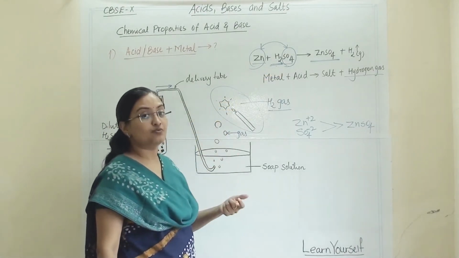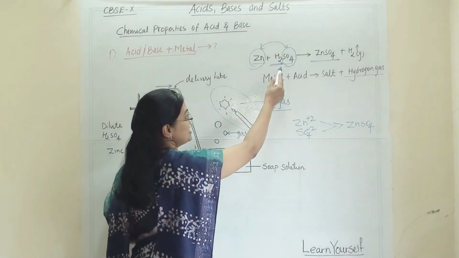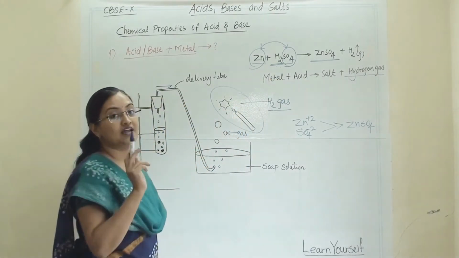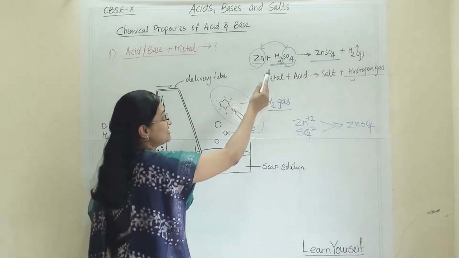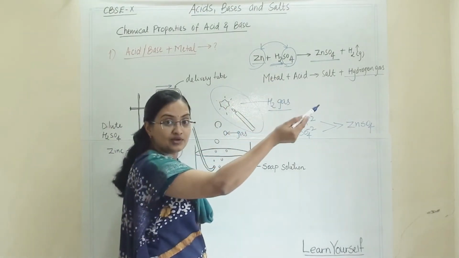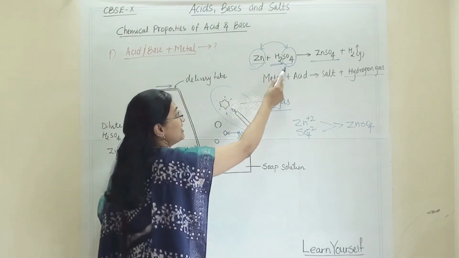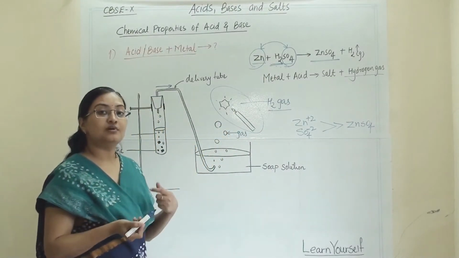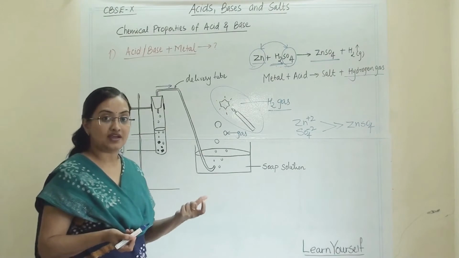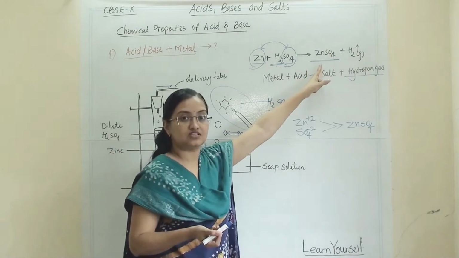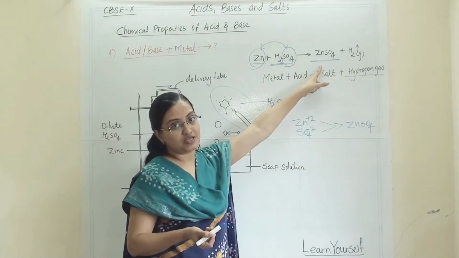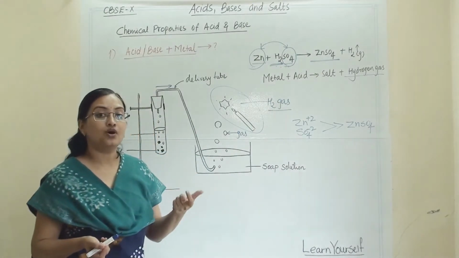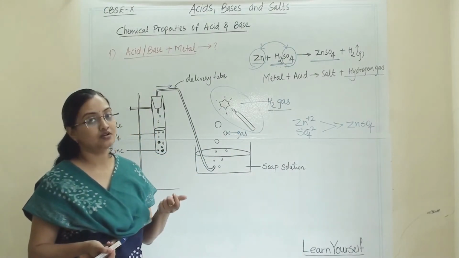The same thing will happen when you take HCl in place of H2SO4. From HCl the H will be liberated and Cl will combine with the metal. So that is also a salt, but it is a chloride salt. Here a sulfate salt is forming. So it depends upon which kind of acid you are using.